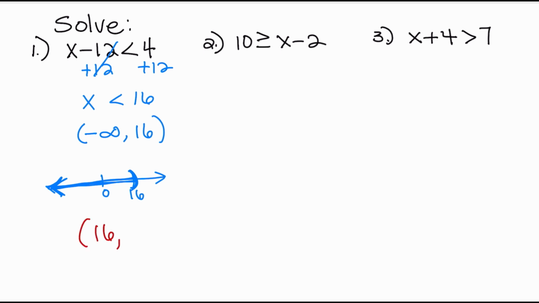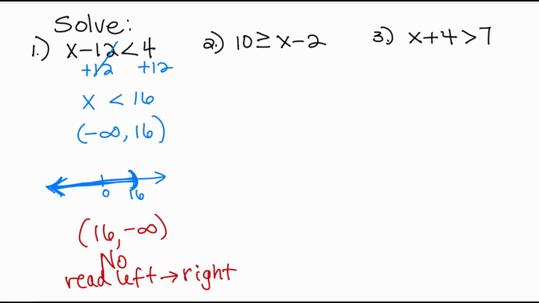Can I write this answer as 16 to negative infinity? And the answer is no. And that is because we read left to right, and so we want to make sure that our answers are basically left to right. So it makes no sense to go from positive 16 to negative infinity. Instead, we're coming from negative infinity and we're stopping when we get to 16.